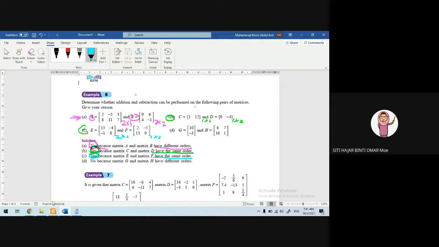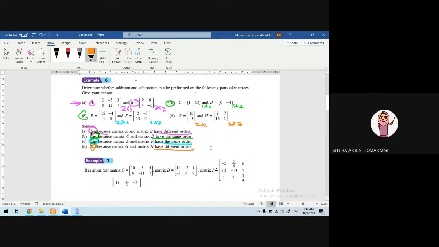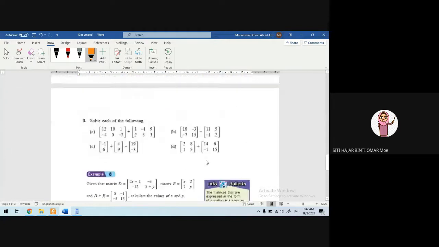Okay, G and H. G has 2 rows and 1 column. H has 2 rows and 2 columns. So your answer is no. Maksudnya, addition and subtraction cannot be performed because they have different orders. That's how you answer. You check, you determine, and then you give the reason. So for this example, the way to answer, you need to use the same.